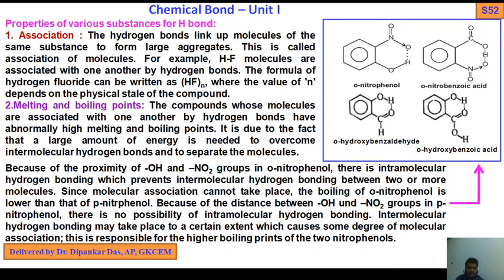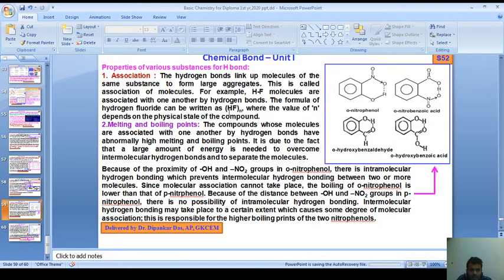For example, HF molecules are associated with one another by hydrogen bonds. The formula of hydrogen fluoride can be written as (HF)n, where n is the number of molecules linked by hydrogen bonds, while the value of n depends on the physical state of the compound.